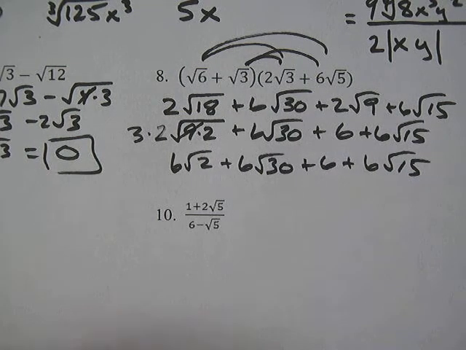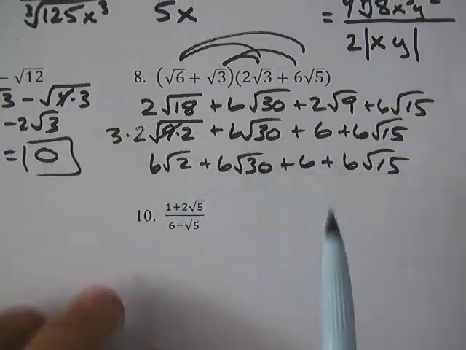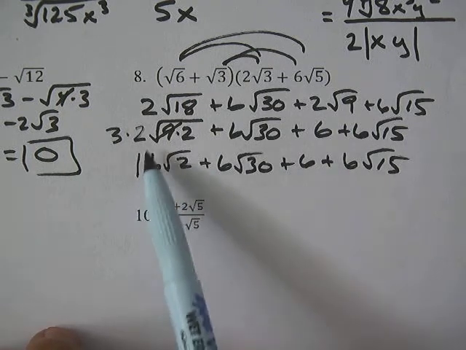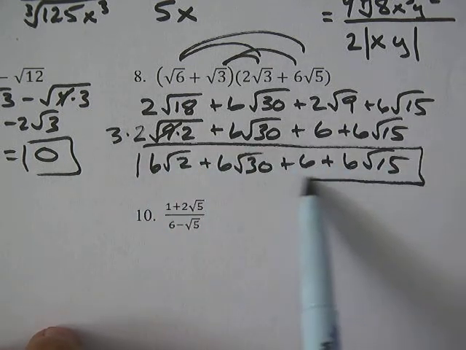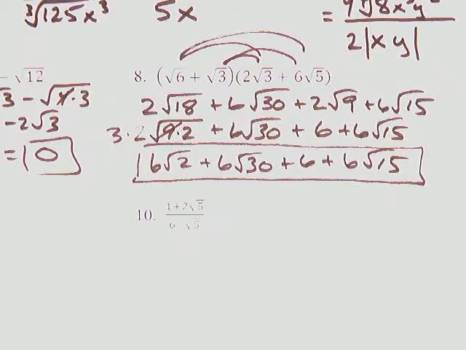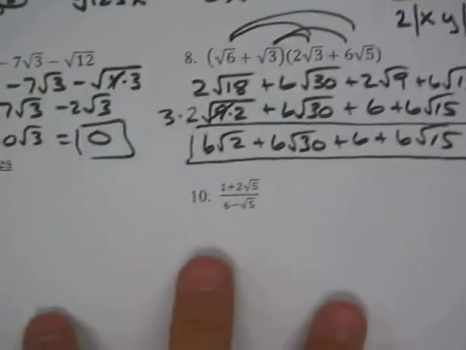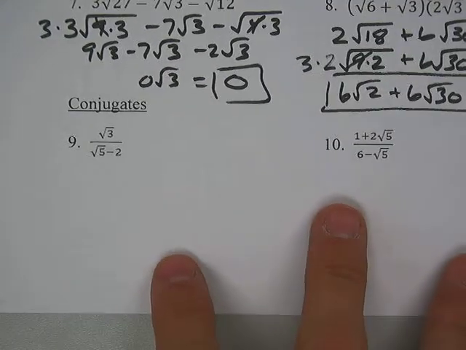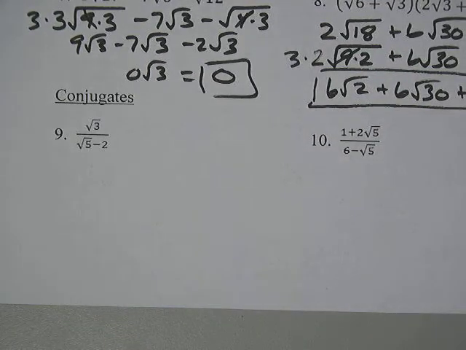Okay, we can simplify this just a little bit more. Square root of 9 is 3. So I'm going to end up with 6 root 2 plus 6 root 30 plus 6 root 15. Lots of 6's. But notice that the radicands are not the same, so you can't put them together. So that's actually the best you can do.